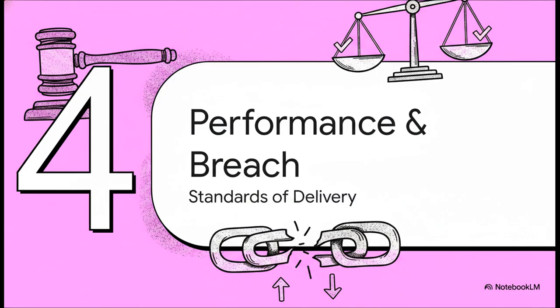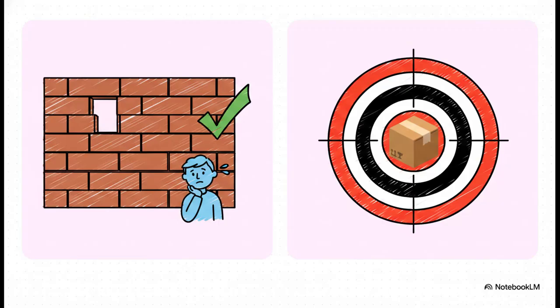Step 4. Performance and breach. Standards of delivery. Once the contract is formed, enforceable, and past the statute of frauds, we have to look at what level of performance the law actually demands. And this is exactly why identifying the law matters from step 1. Under common law, a construction worker can get away with minor deviations through substantial performance. They still get paid, minus some damages.